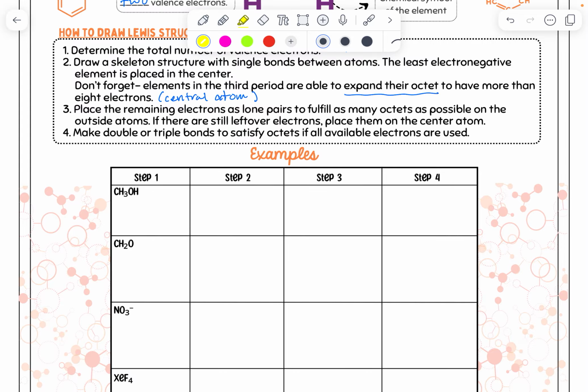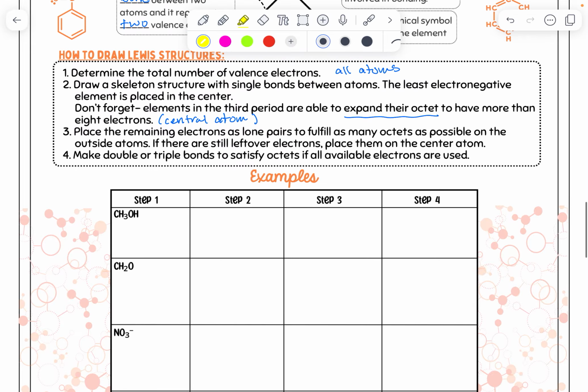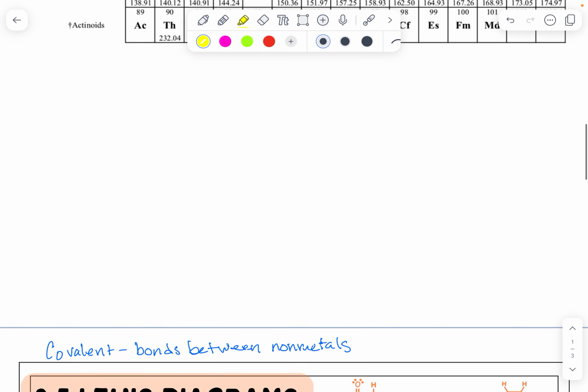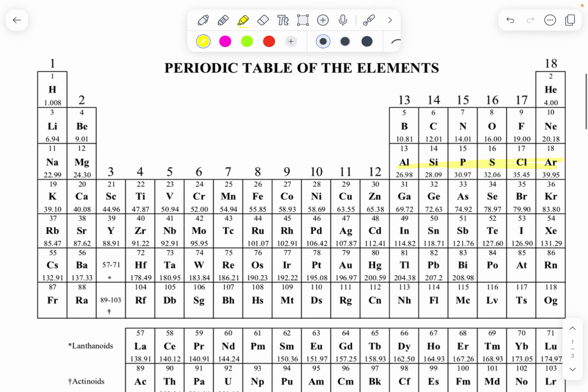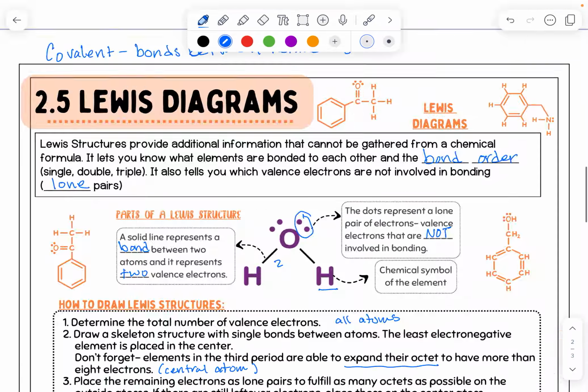So step 1 is we're going to determine the total number of electrons. So we have C, carbon, hydrogen, oxygen, and hydrogen again. So what I'm going to do here is, remember, valence electrons are 1, 2, 3, 4, 5, 6, 7, 8, right? And we ignore the transition metals. So carbon has 4, right? Oxygen has 6, and hydrogen over here has 1. So we're going to count them all.